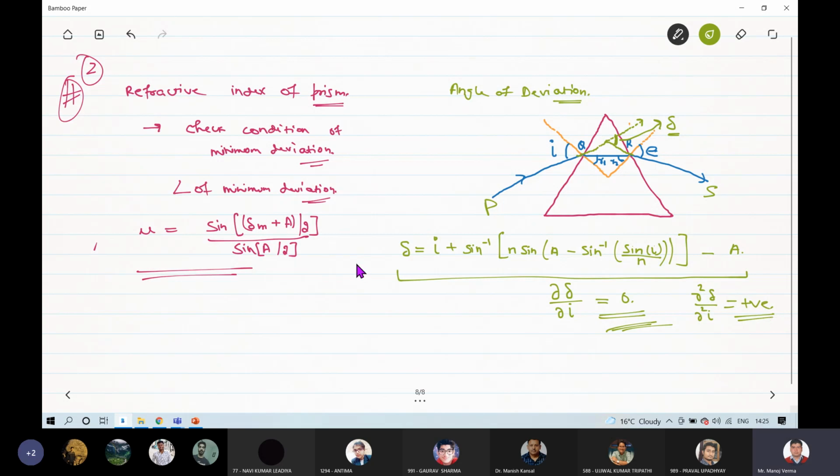But instead of solving this equation, I will prefer the experimental method to determine delta M. For different values of incidence angle, I can measure this delta experimentally. Simply, I will place a prism, I will make the source at different angles, and I will trace the emergent ray, and with the help of this emergent ray and the incident ray, I can find the angle of deviation easily.